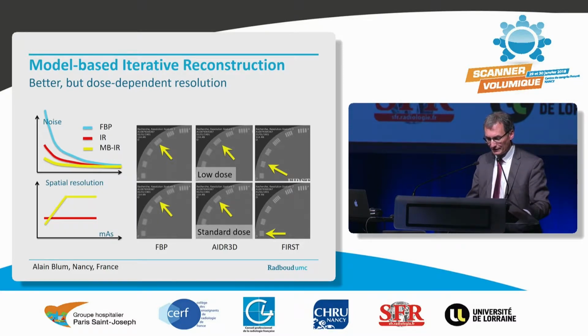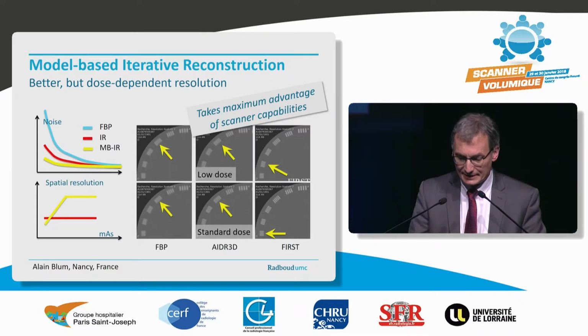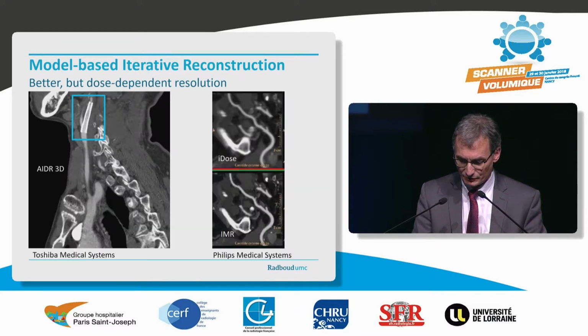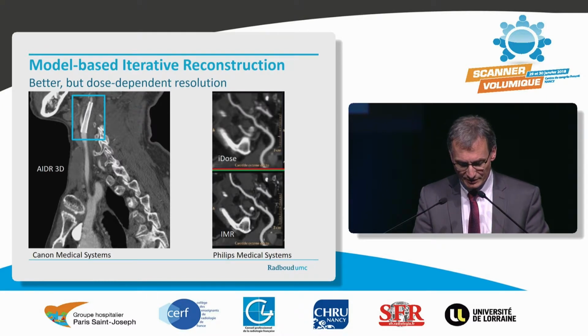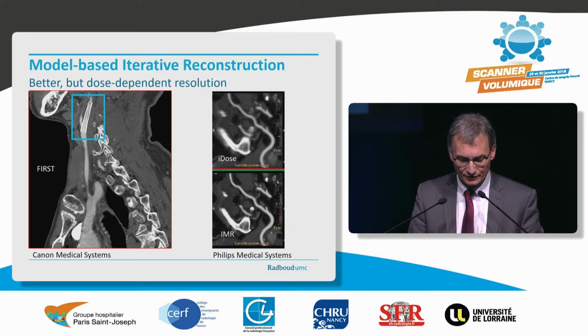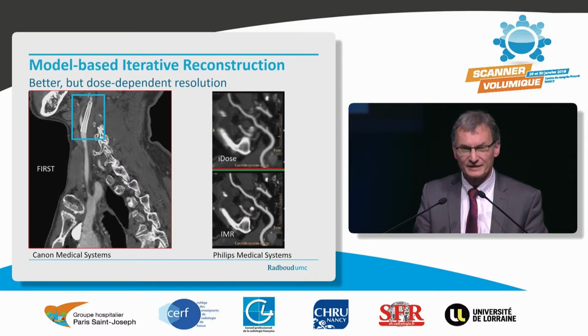But what's not shown here, if you go to substantially lower dose, the resolution also will be reduced. It takes actually maximum advantage of the scanner capabilities, so it gives you the optimal resolution that you can achieve with a certain dose. Now we can see that for many manufacturers, here's Toshiba, or how it's now called Canon, if you go to iterative reconstruction, the struts of these stents are much more clearly visualized, and you also see much better the fact that there is actually intimal hypoplasia.